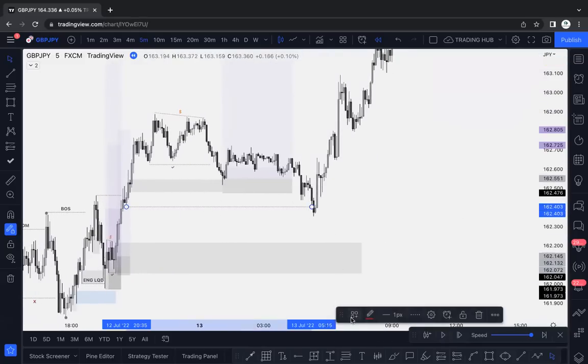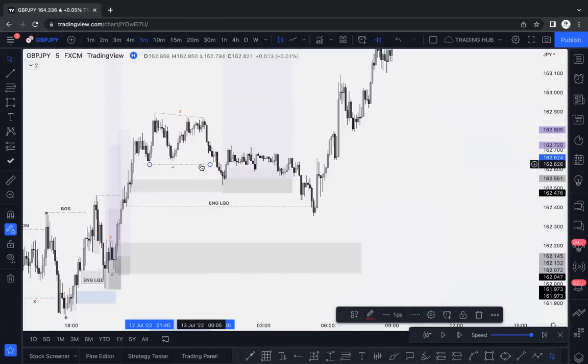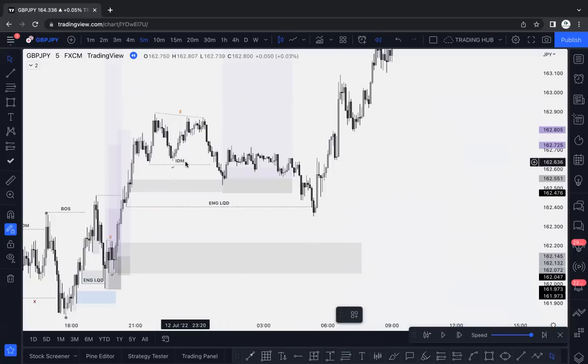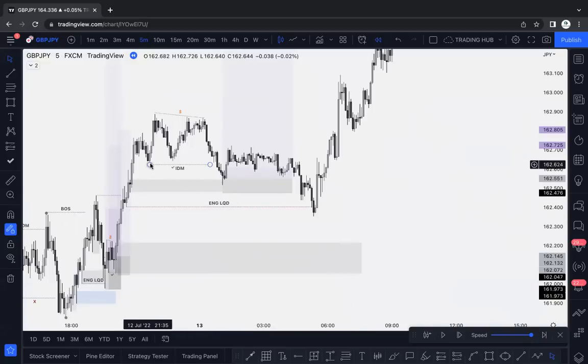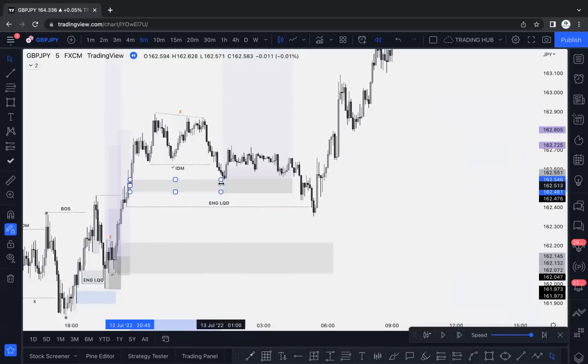Because this is our engineering liquidity point, and price never tapped on the order block. Remember, price never taps on the order block before the buy or sell. This one is the first inducement, and this one is the engineering liquidity. This is the extreme order block, correct? And this one is our inducement order block, the first order block.